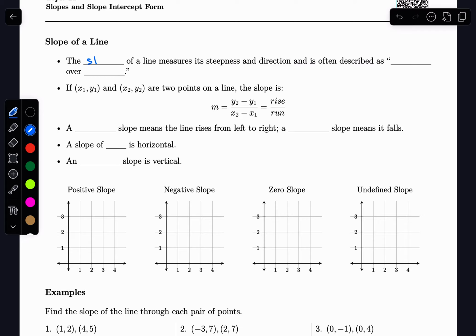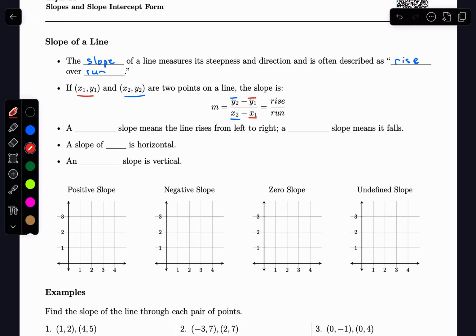The slope of a line measures its steepness and direction and is often described as rise over run. The reason it's described as rise over run pretty often is because of how the formula works. If we have two points, which we will call x1, y1 and x2, y2, and these two points are on the line, then we can calculate the slope by doing y2 minus y1 over x2 minus x1, where all we do is take the x and y coordinates from those two points, subtract the y's on top, and subtract the x's on bottom.